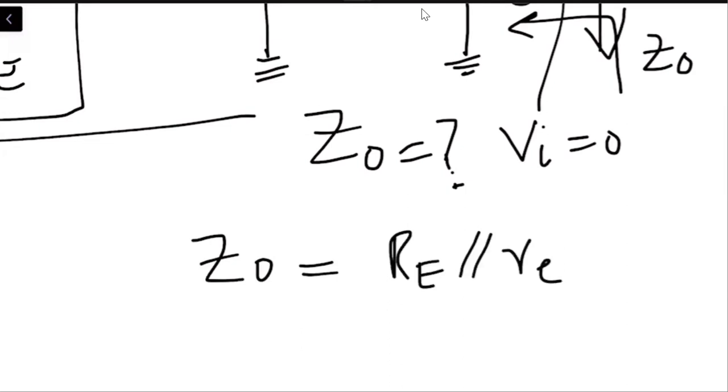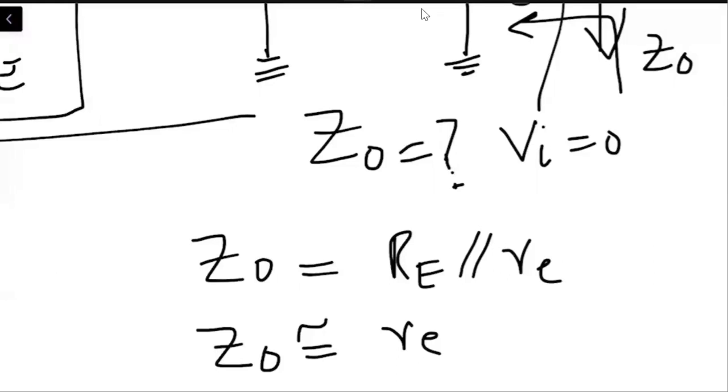And as we know, small re is very, very small compared to capital RE. So what we can say is Z naught is approximately equal to RE. Any question?